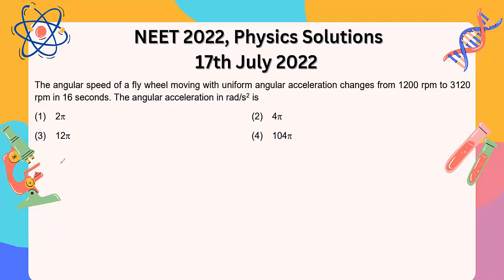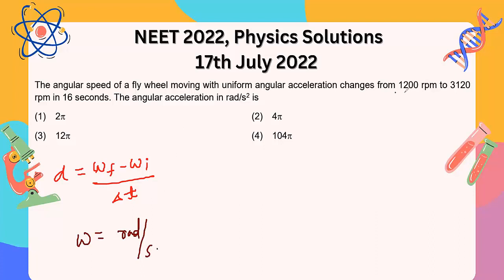The angular acceleration alpha is given by the final angular speed minus the initial angular speed, upon the time interval, the time it takes for that change to happen. So here we have omega f given. But one thing we have to notice here is that the unit of omega is radians per second, whereas here the omega is given in the form of RPM, revolutions per minute. So this will have to be changed to radians per second.